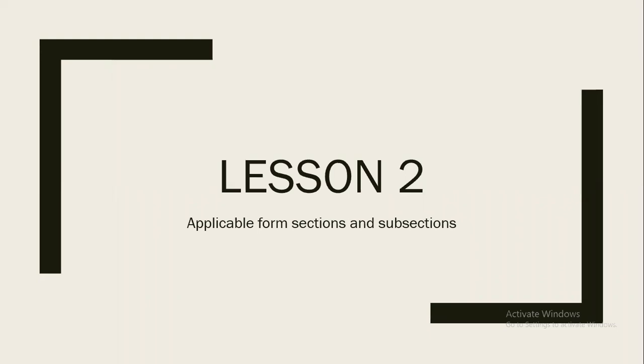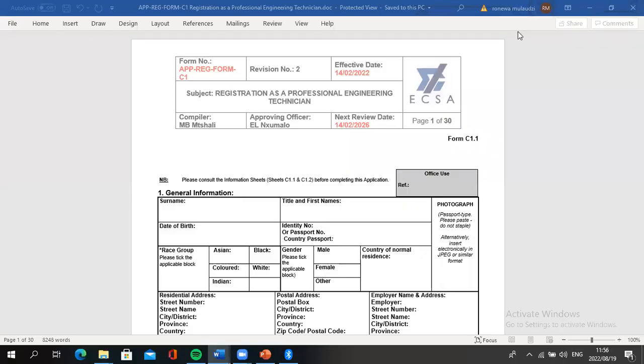Lesson 2, applicable form sections and subsections. In this lesson, we'll go through the application form for registering as a professional technician. As you will know, registering as a professional technician is for you solving well-defined problems. The difference between a technician and a technologist is that the technologist has to solve broadly based problems.